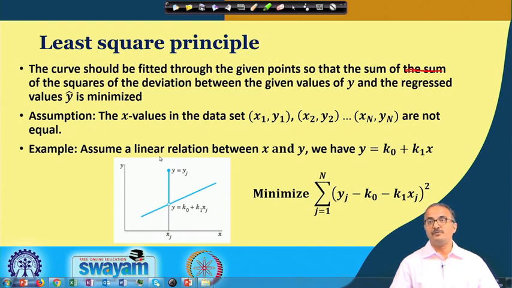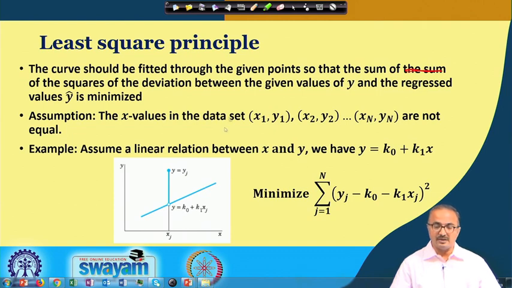Now suppose we want a linear regression, that means y depends linearly on x. This is a linear expression: y equal to k naught plus k1 into x. K naught is the intercept and k1 is the slope. If we plot y versus x, this line is y equal to k naught plus k1 into x.